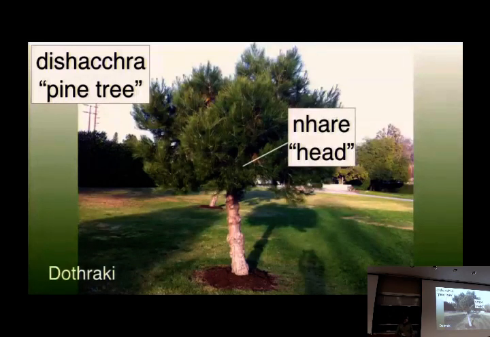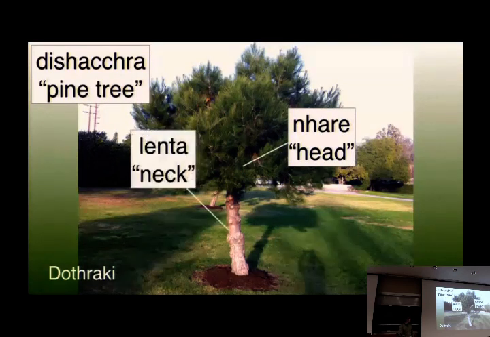And this is how you label the parts of the tree. So this big part here, had it, is the word for human head. Linta is the trunk, that's a word for the neck.